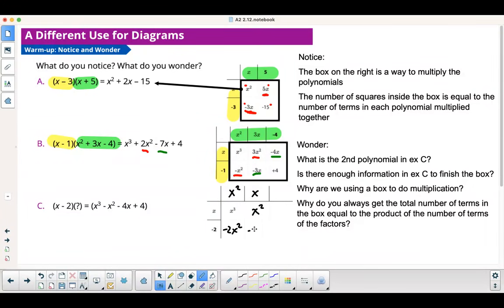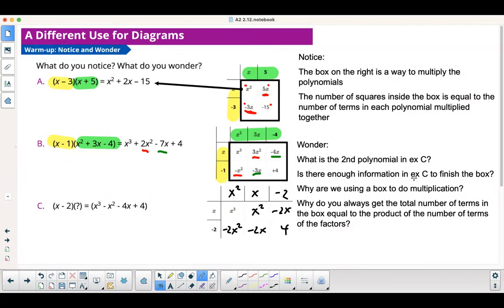Now we can multiply here. Negative 2 times x is negative 2x. Then you see here, this has to be a negative 4x, so this would have to add up: negative 2x minus 2x would give me the negative 4x. x times negative 2 right there would give me negative 2x. And then the last one would give me 4. And now I filled in the box, and it all equals that.